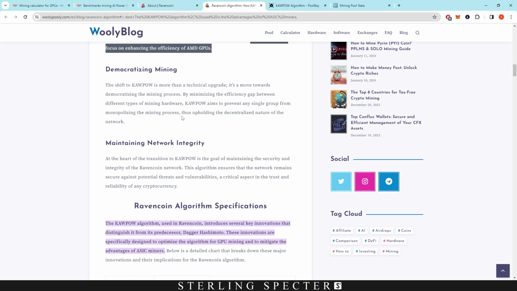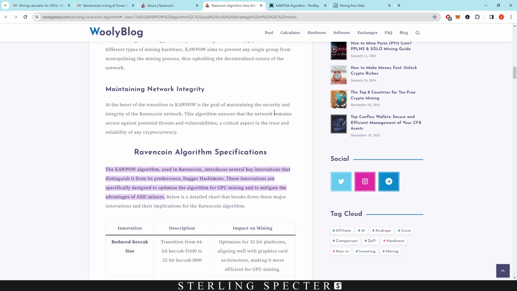And obviously one of the biggest networks that we had was the Ethereum network, which NVIDIA held a lot of monopoly on. At the heart of the transition to KAWPOW is the goal of maintaining the security integrity of the Ravencoin network, and it ensures it remains secure against potential threats and vulnerabilities. So that's just talking about how it also secures the network.